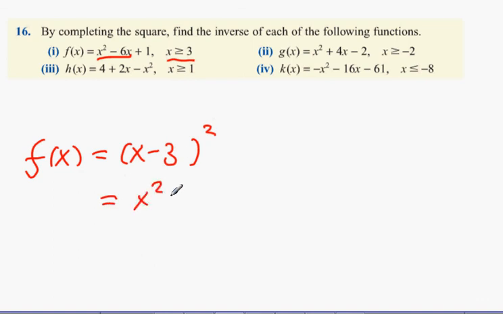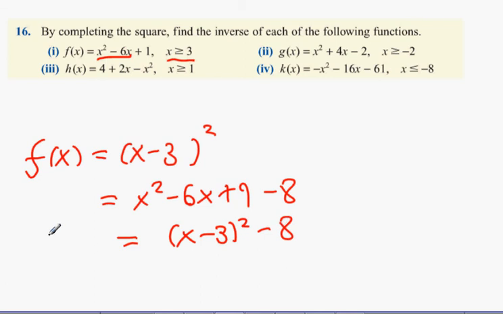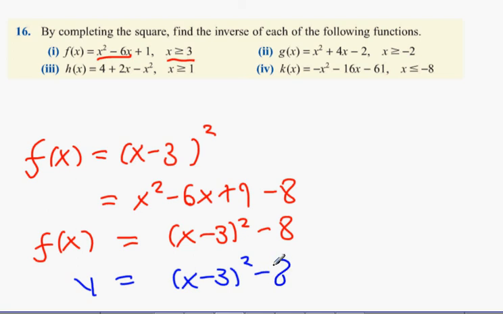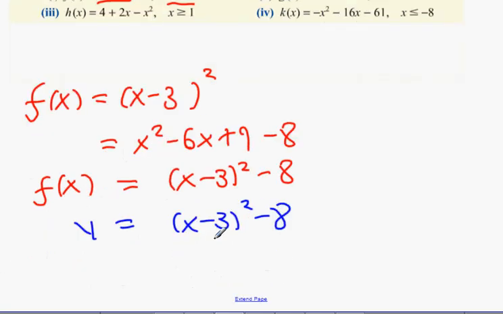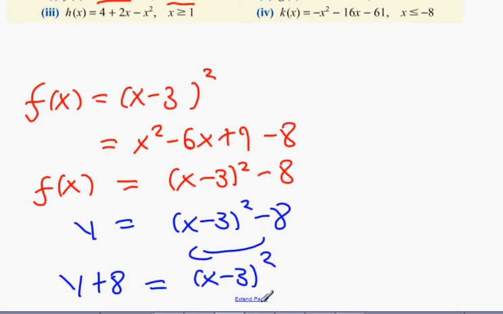Square that out and you get x squared minus 6x plus 9. We don't want 9, we want 1. What do we need to balance that out? Minus 8. And that brings it to x minus 3 squared minus 8. Now guys, we now have to find out what the inverse is, which means what? We've got to isolate x. To isolate x, bring 8 over, and you get y plus 8 equals x minus 3 squared.